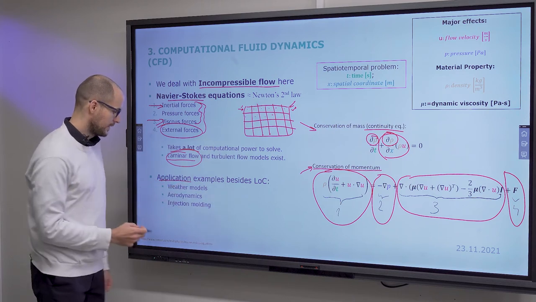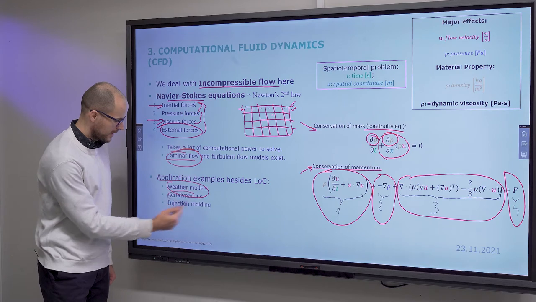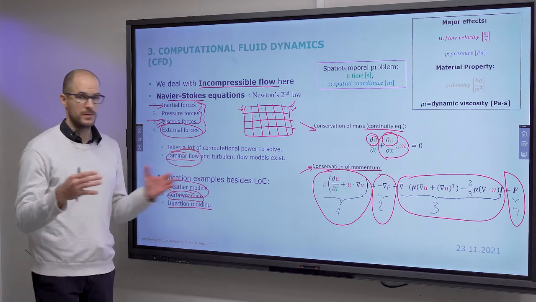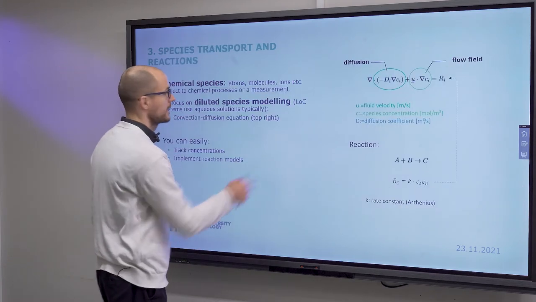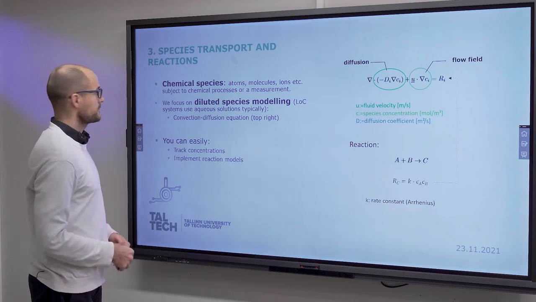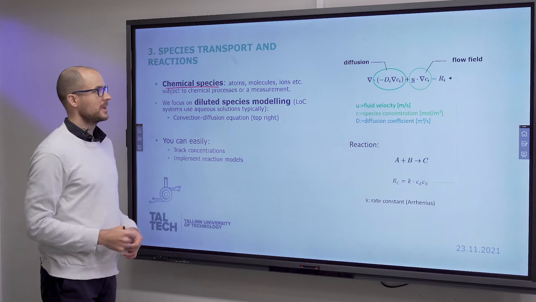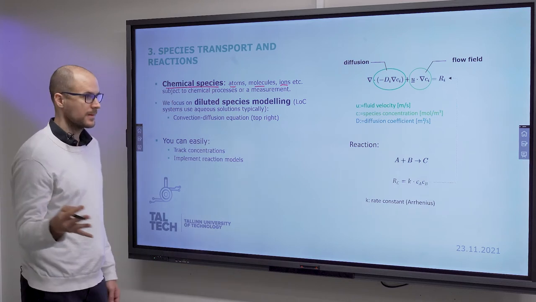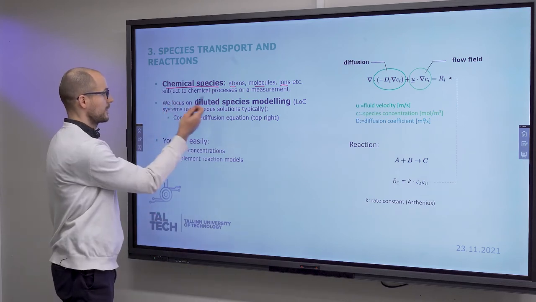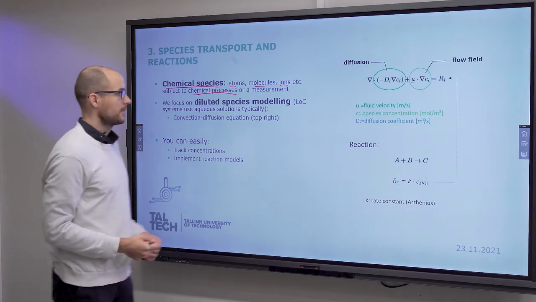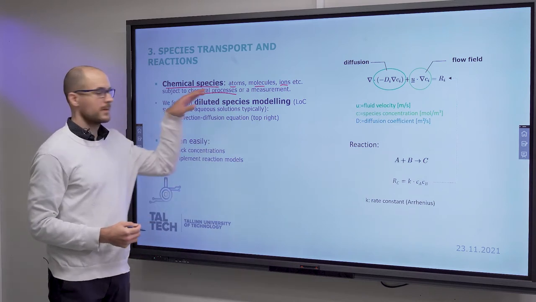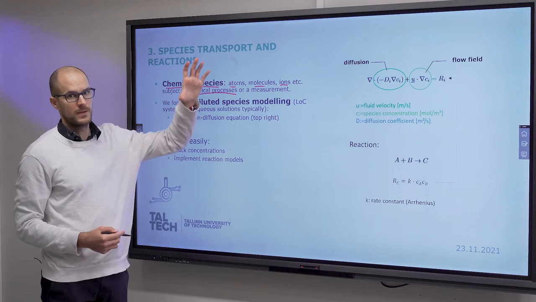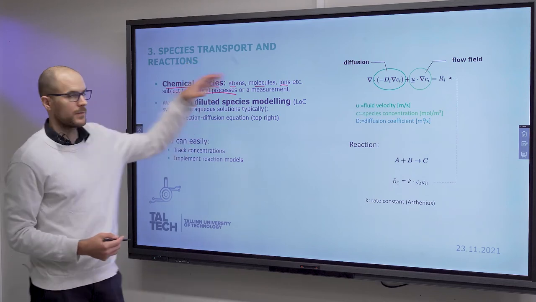So applications in general: weather models, aerodynamics, and even in injection molding, they use CFD to model the shrinkage of plastics. Species transport. And again, chemical species can mean a lot of different things. Atoms, molecules, ions, microparticles, cells that are subject to chemical processes or a measurement. And these are diluted in a solvent. Small concentration of species, large concentration of solvent. So remember that this is for diluted species.